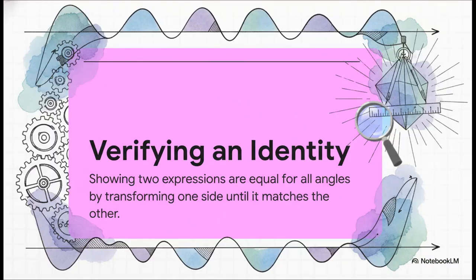And here's the official take on it. We're showing that two things are equal for all possible angles. That "all" is super important. It's why we can't just plug in, say, 30 degrees and call it a day. We have to use algebra to transform one side, step by step, until it looks identical to the other side.